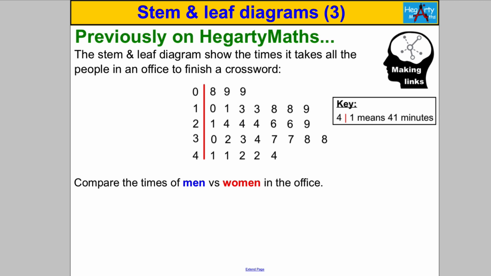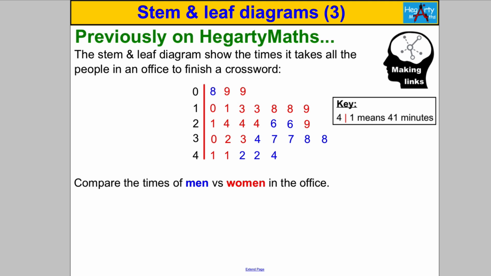And suppose further I actually showed you which of the data items were to do with men, and I've coloured them in blue, and which of them are to do with women, and I've coloured them in red. Well, it's not very handy to have a stem and leaf diagram like that if you want to compare men and women. It would be better to separate them and draw what we call a back-to-back stem and leaf diagram. So let me show you how that would work.